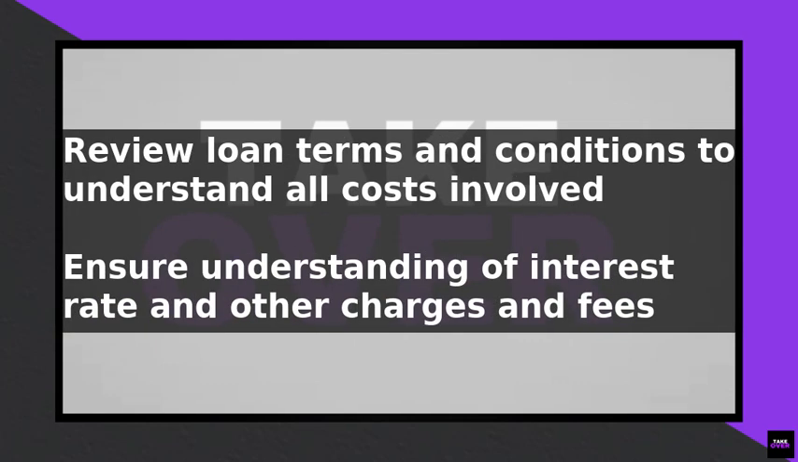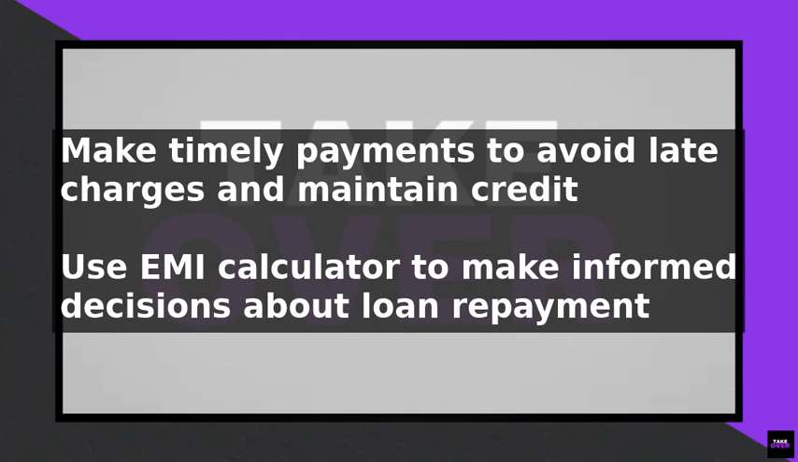of your EMI. After calculating your EMI, review the terms and conditions of the loan to ensure you understand all the costs involved, including the interest rate, processing fees, and any other charges. If you are satisfied with the loan terms, you can proceed to apply for the loan by filling out the application form and submitting the required documents. The lender will then verify your creditworthiness and other details before approving your loan application.